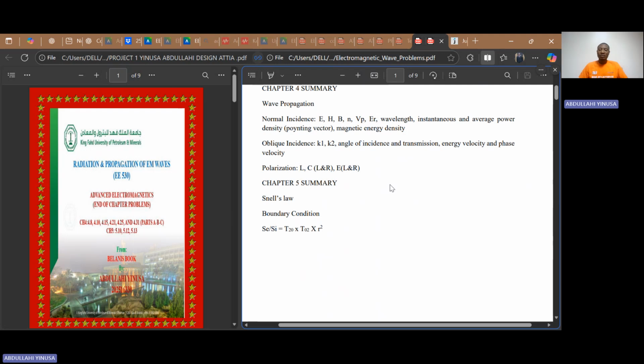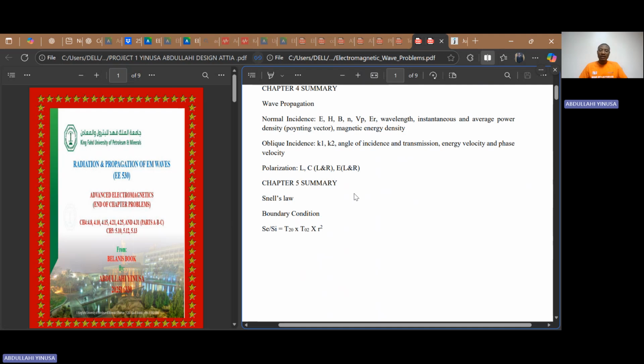Here, it says to be left-handed elliptical polarization. So that is just a short summary of chapter 4. We're now going to move forward to chapter 5, which is still the transmission and reflection of electromagnetic waves.